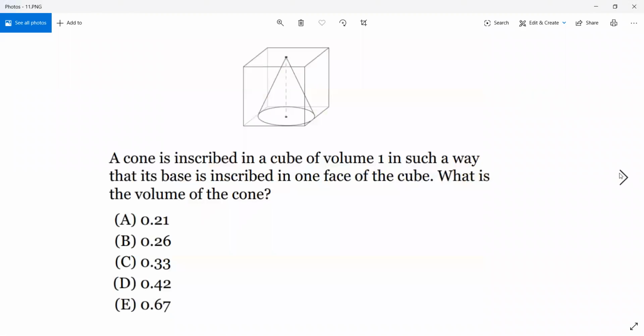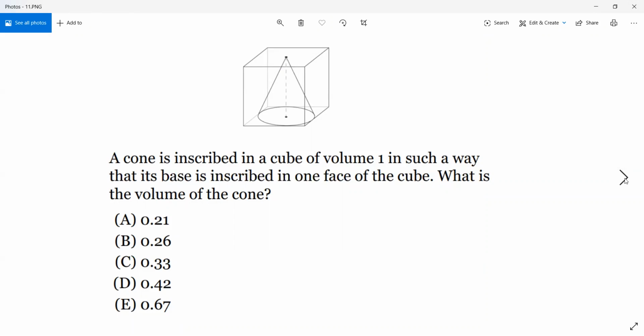So here's the first question, which says that a cone is inscribed in a cube of volume 1 in such a way that its base is inscribed in one face of the cube. What is the volume of the cone? We have the options 0.21, 0.26, 0.33, 0.42, 0.67, right? This is our question.